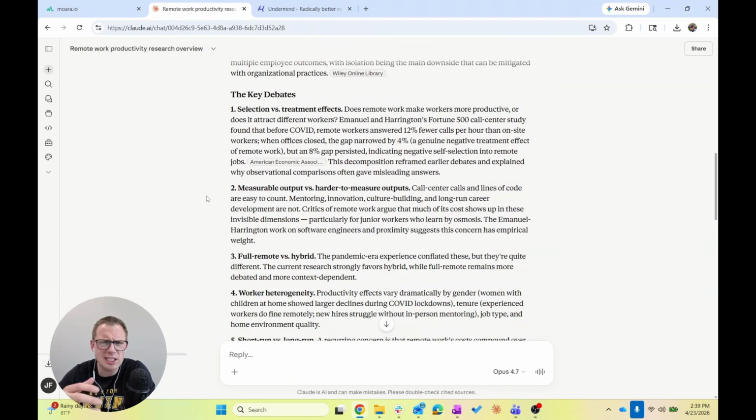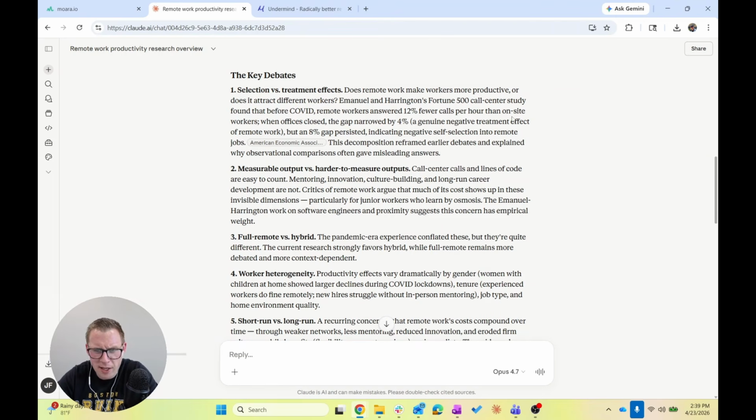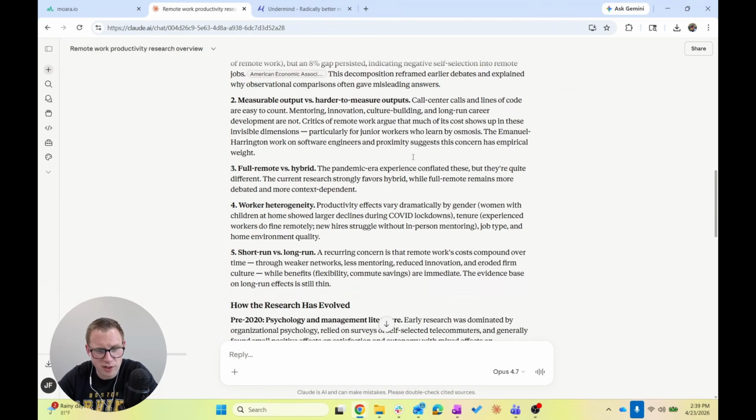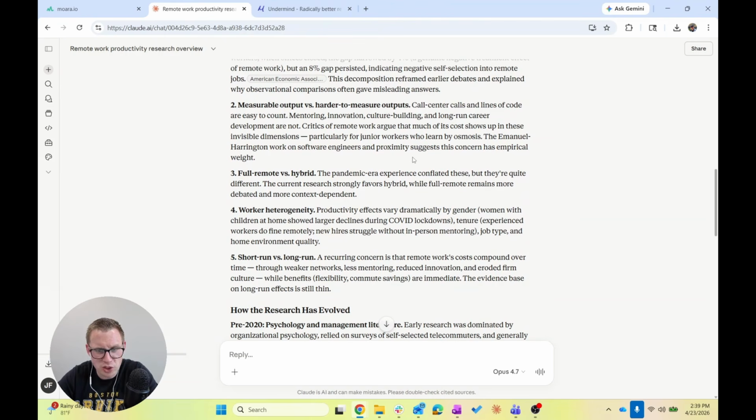Key debates, and I guess some of that is wrapped up in productivity as well, right? The key debates: selection versus treatment effects. Does remote work make workers more productive? Does it attract different workers? Interesting. Measurable output versus hard-to-measure outputs. Call center calls and lines of code are easy to count. Mentoring, innovation, culture, and building development are not. That's a really interesting one.